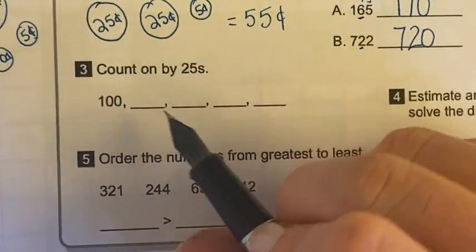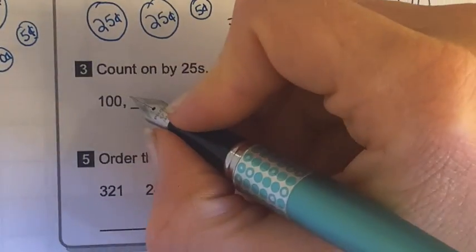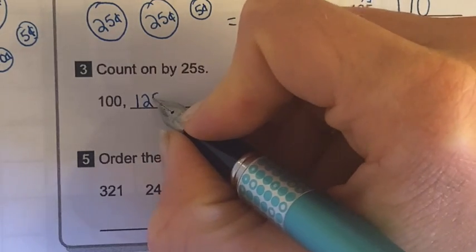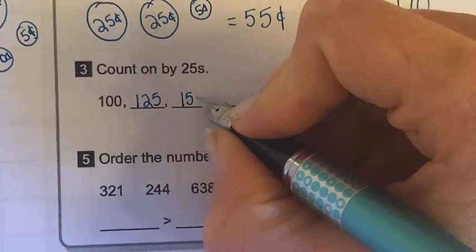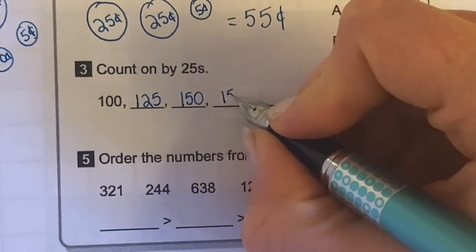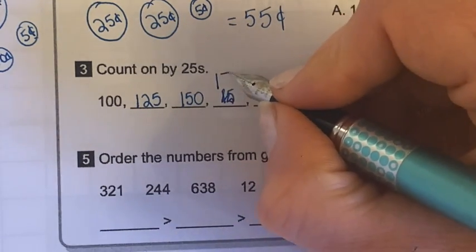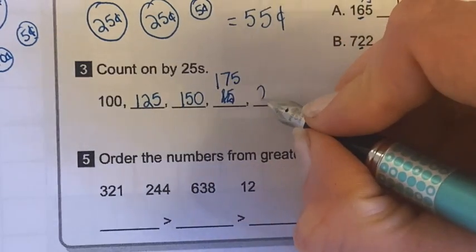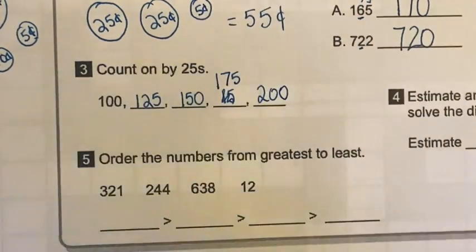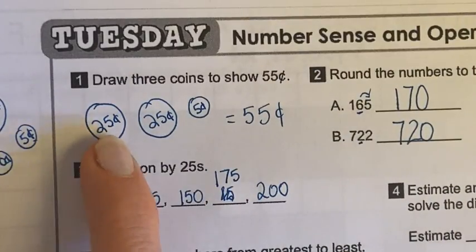All right. Now, count on by 25s. 100, 125, 150, 150. Oh, Mrs. Oaks, not 155. 175, 200. So counting by 25s, imagine that you're counting quarters.